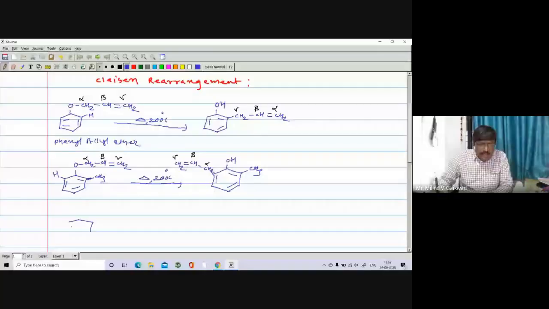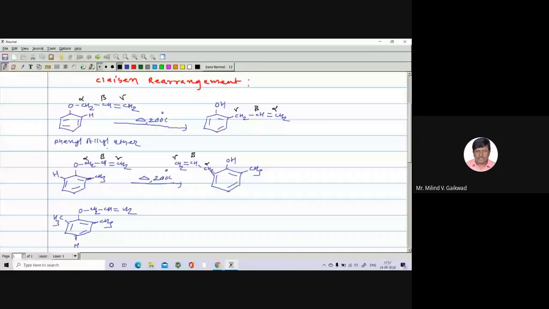Similarly, suppose you have such an example. Here you have this benzene nucleus. Here is a pi bond, pi bond, pi bond. Here is an O. Here is a CH2, CH double bond CH2. Here is a CH3, here is a CH3, and also here is a CH3. Now both ortho hydrogens are blocked, and here is a para hydrogen atom. In this case, here is the alpha carbon, here is the beta carbon, and here is the gamma carbon.